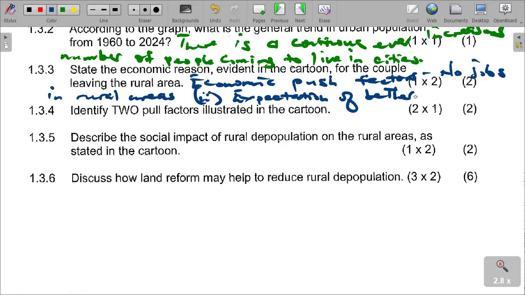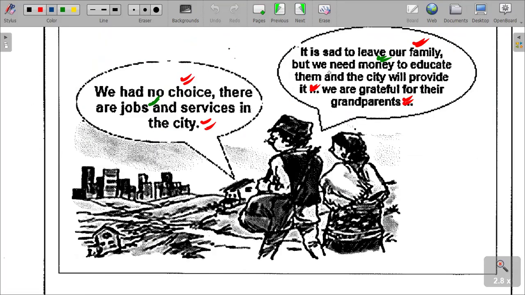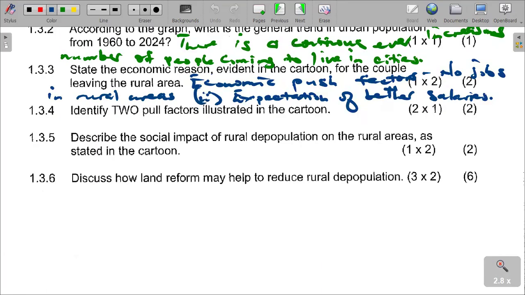Expectation of better salaries, better remuneration. These people are going to look for better remuneration, where they talk about money to pay. We need money to educate them, and the city will provide it. The city provides the money that they are looking for. So therefore, there is a need for money that they want.